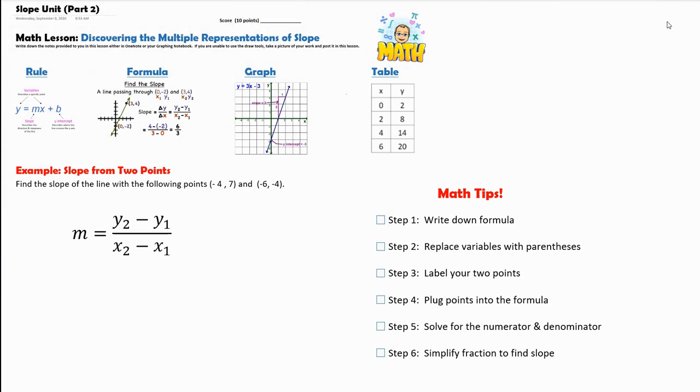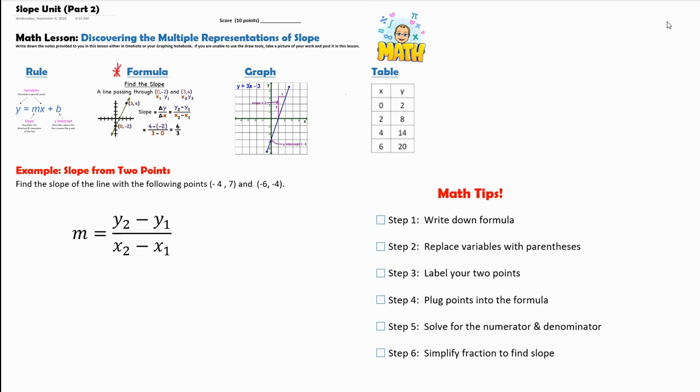In part 2 of our slope unit, we are continuing our discovery of the multiple representations of slope. We have our rule, which is y equals mx plus b. We have a slope formula that we can specifically use to find slope between 2 points, our graph, and finding slope through a table. So today we are going to focus on just the formula and how to find the slope of a line with the following 2 points.